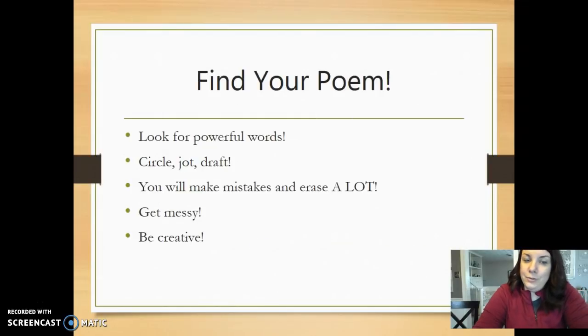So it's time for you to roll up your sleeves and look for your found poem. Look in your article from the top down for powerful words. Circle with pencils, jot on a separate sheet of paper, draft, erase, rewrite, erase, play around until you find the poem that is living inside your article. You will make a lot of mistakes and erase. I know I did, but that's the fun of it. Get messy, be creative, and have fun. Good luck.